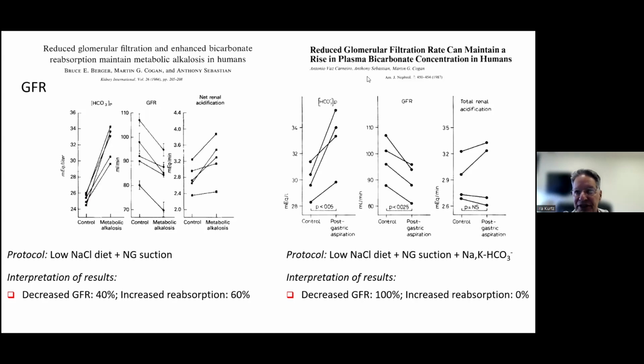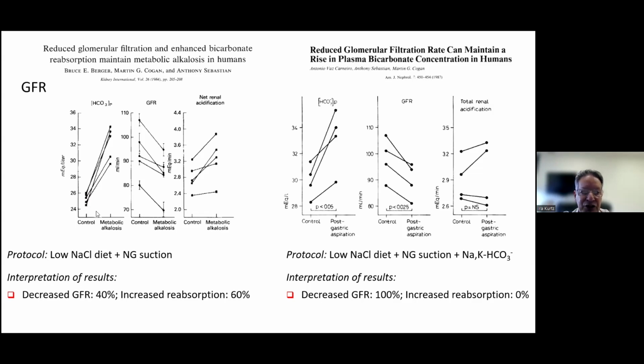So Marty Kogan looked at this a number of years ago in the 80s. He did two studies, both in humans. He created a metabolic alkalosis by essentially NG suction. Sodium chloride was not normal in the diet. So NG suction, like vomiting. And the control bicarbonates were all around 25, and he got them up to about 32 by NG suction. He also measured, though, the GFR, and he found that the GFR did decrease, as you might expect, just from volume depletion, pre-renal failure. We can ignore the net acid excretion column for the sake of what we're talking about now.